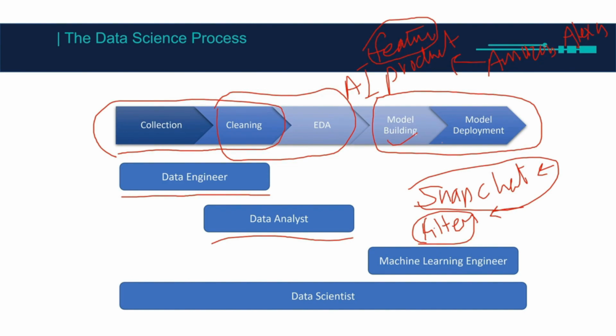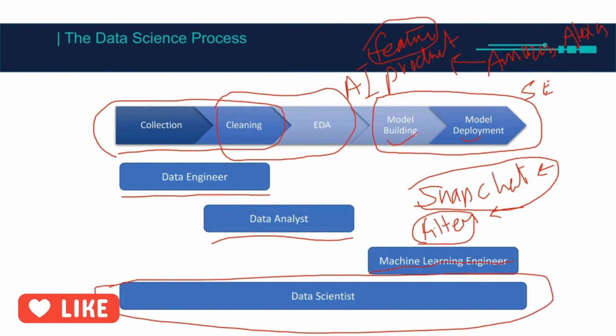So building the model and model deployment is the job of machine learning. Most of the time, model deployment comes from software engineering people. Now the whole thing is what data scientists do. So basically you're going to end up learning everything.